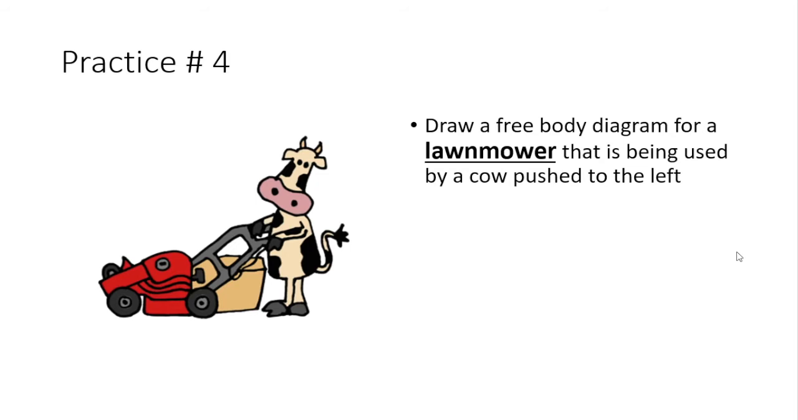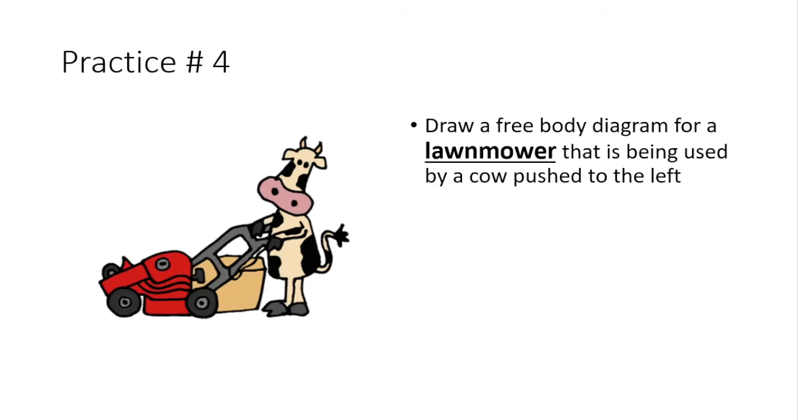So here's our next problem where we have a cow and a lawn mower. Get it? Lawn mower. So it wants us to draw a free body diagram for a lawn mower. It gets funnier every time I say it. That is being used by a cow and is being pushed to the left.